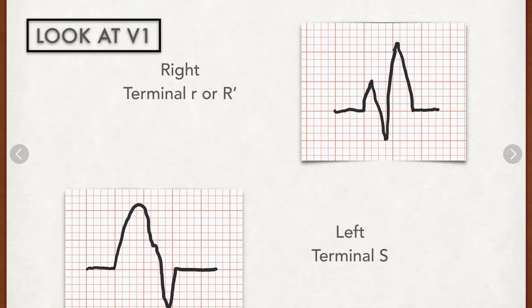When we're looking for bundle branch blocks, all we really want to look at is lead V1. And here we just check out morphology. So if I have a right bundle branch block, I'm going to have an R, S, R prime come back down to the baseline. We call this terminal R wave, or R prime. On the left, we have an R, S, and it comes back up. So we have what they call a terminal S.